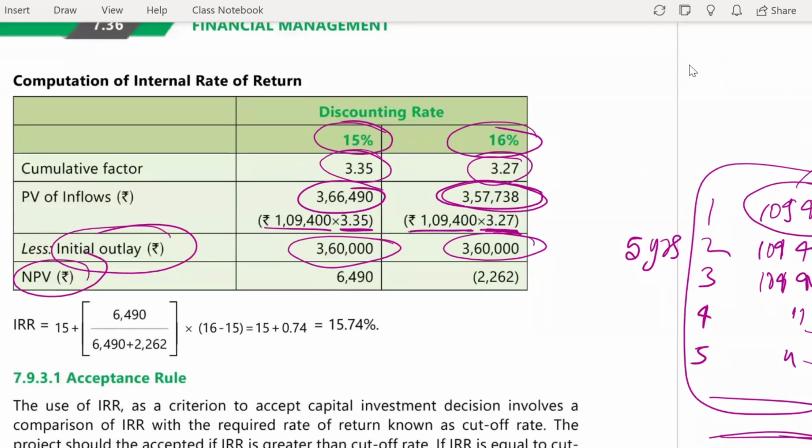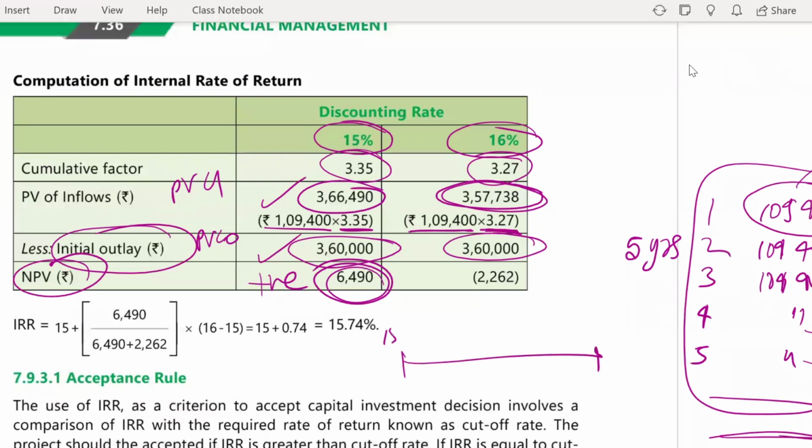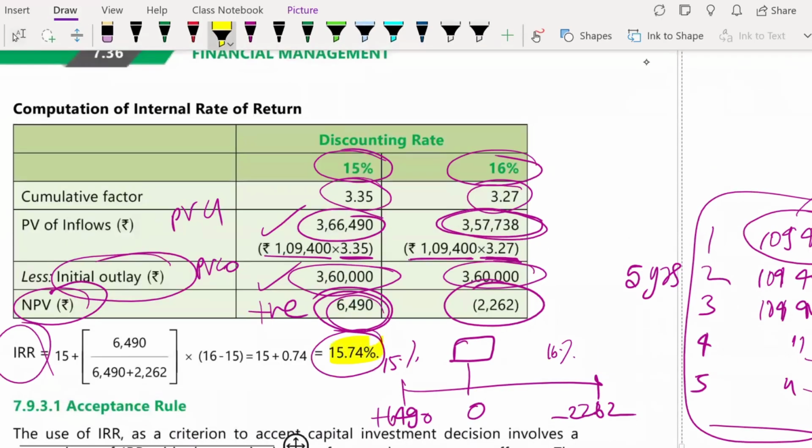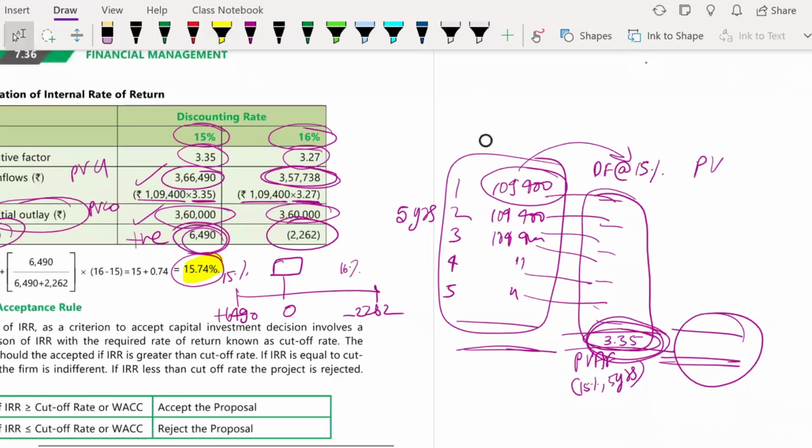And then what is your cash outflow? 3,60,000. How do you find your NPV? Present value of cash inflow minus present value of cash outflow. So your NPV at 15% is plus 6,490, and at 16% your NPV is minus 2,262. You have to find a rate at which your NPV is 0. So you can use the IRR formula which I had taught you, and by that you will get your answer as 15.74%. So your IRR is 15.74%.